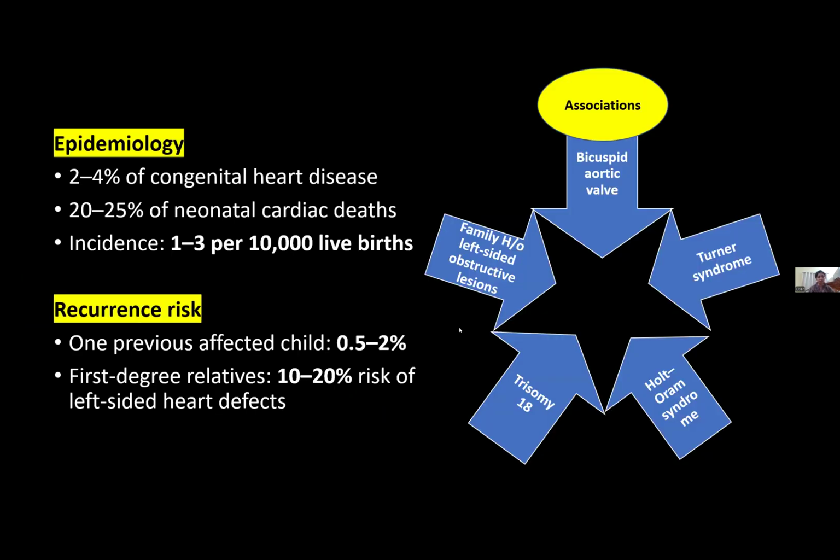Hypoplastic left heart syndrome accounts for about 2 to 4% of congenital heart disease, but is responsible for nearly a quarter of neonatal cardiac deaths. It is commonly associated with bicuspid aortic valve and genetic conditions such as Turner's, Holt-Oram syndrome, trisomy 18, and with an increased recurrence risk in first-degree relatives.